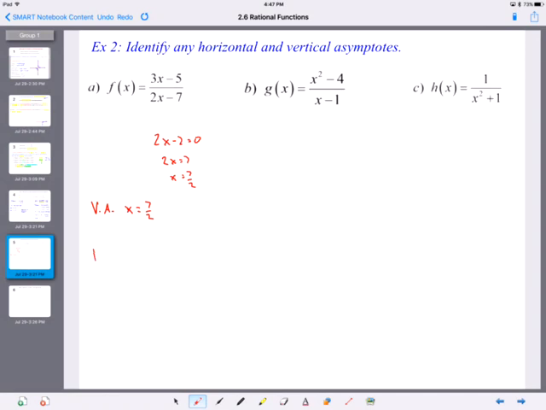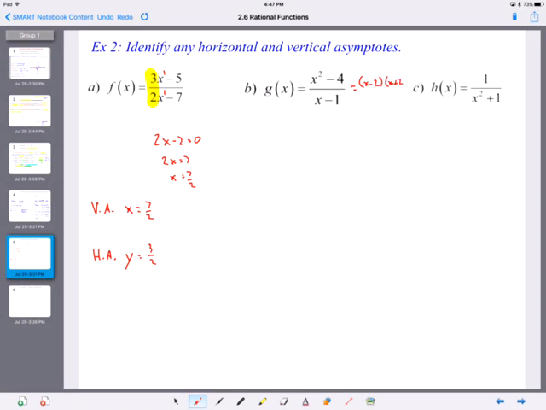Your horizontal asymptote has to do with your degree. The degree is 1 and 1. Your leading coefficients are 3 and 2. So your horizontal asymptote is at y equals 3 halves. And there you go. All right, on the next example, we can factor the top.